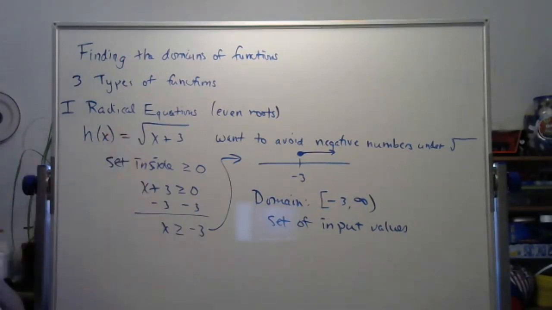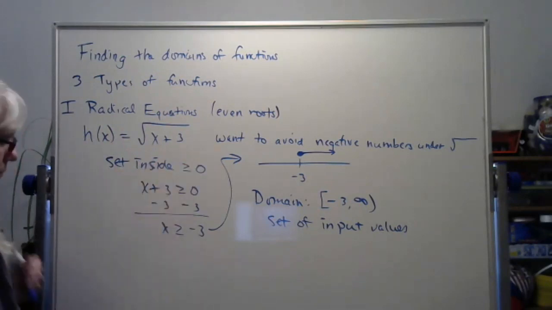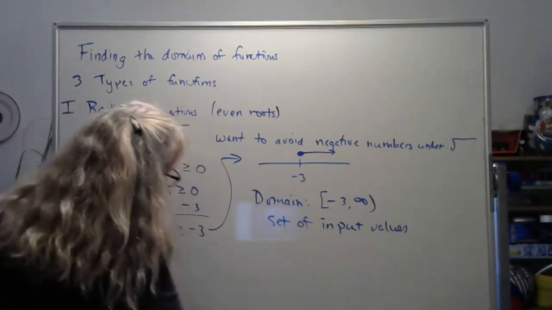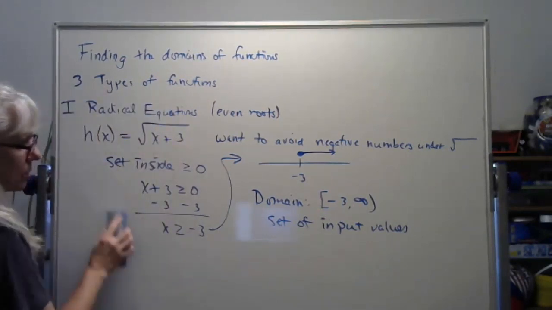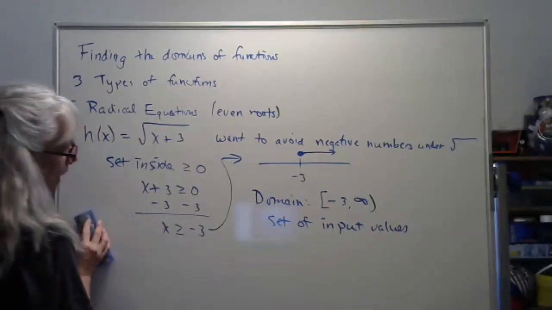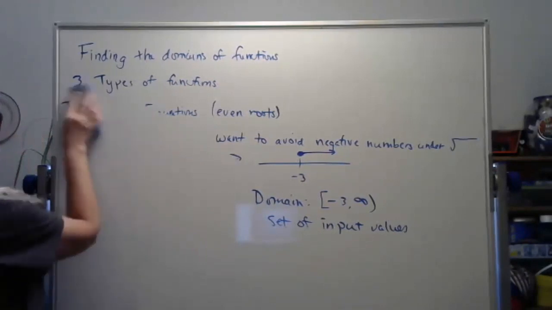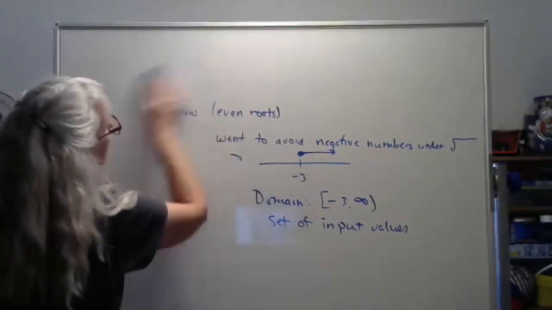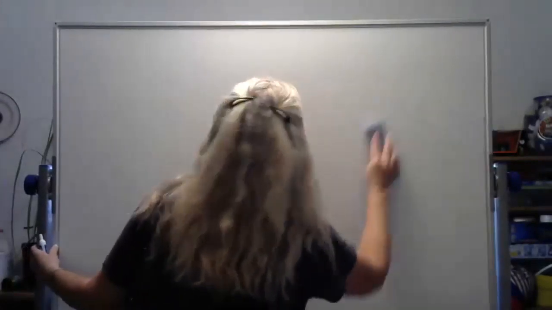Any problem with the radical? We'll do an odd root here in a bit. That's one type. So again, you're just going to take whatever's on the inside, set it greater than or equal to 0, and solve. And I know we do these in 101. The ones you're going to see here are a little more complicated than the ones you did in 101. So just so you know, they might get a little uglier.